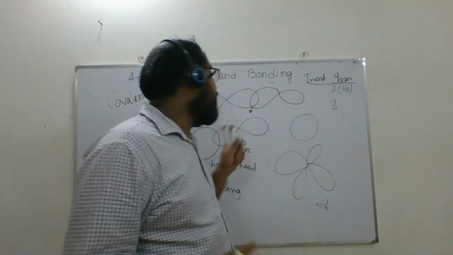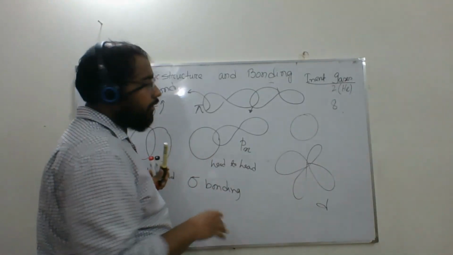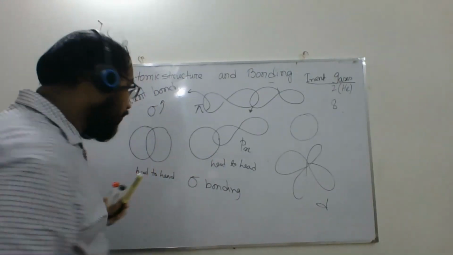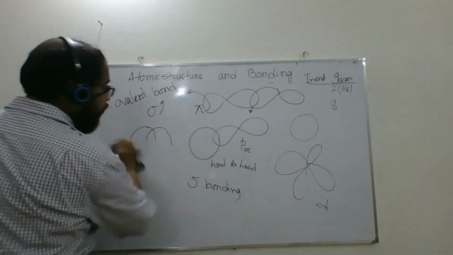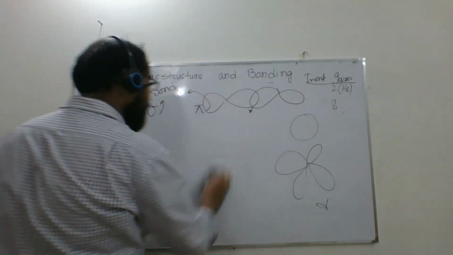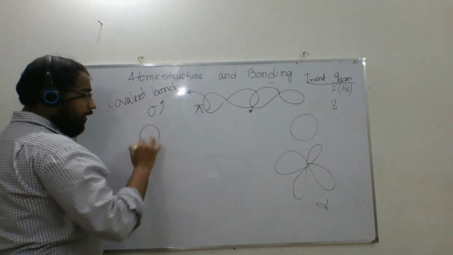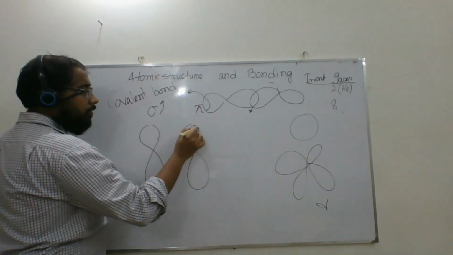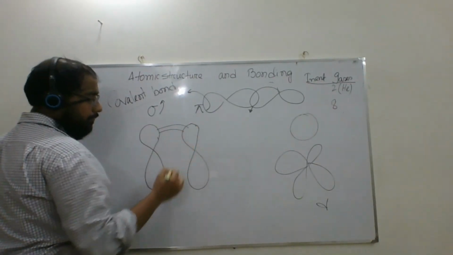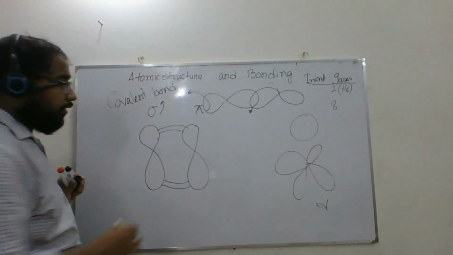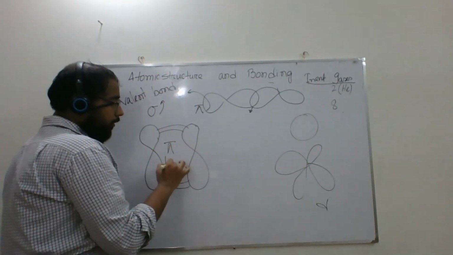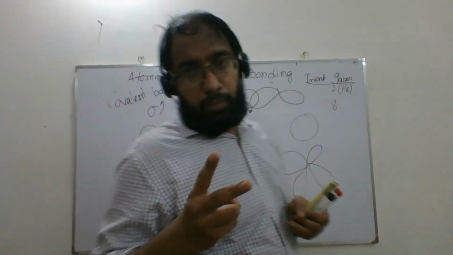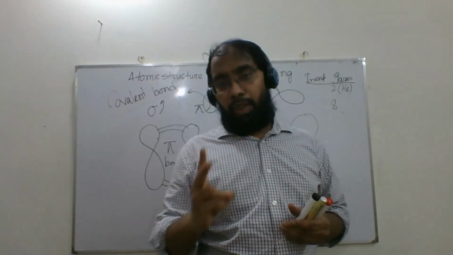But in the case of p, it has two degrees of freedom. It has the ability to overlap in this direction, or it has the ability to overlap side by side, like they can also overlap like that. This type of overlapping is known as pi bonding. So that means there are two different types of covalent bond. One is sigma bond, another one is pi bond.